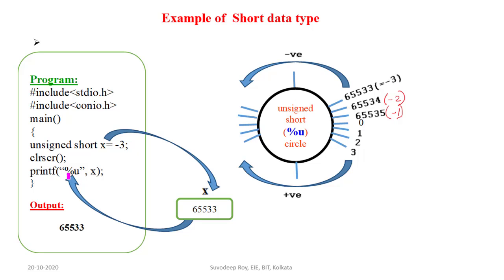Now in this case, the format specifier is %u as the data type is unsigned short. So the instruction is printf %u, x. When this instruction is executed, the compiler will check what is the value inside the corresponding memory location. It will not check this instruction, it will check the corresponding memory location and what is inside there. The value inside the corresponding memory location is 65,533. So it will give at the output the value 65,533.